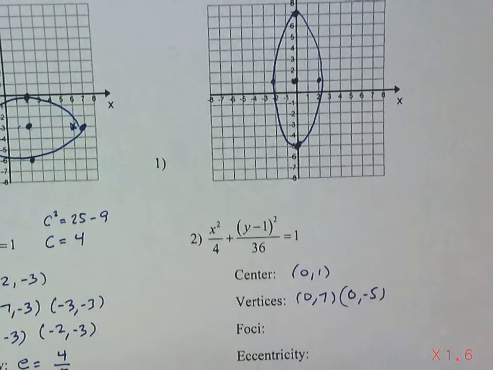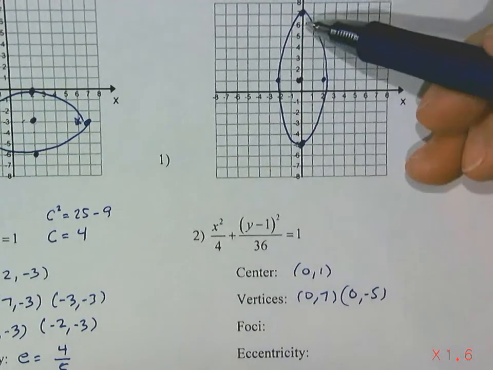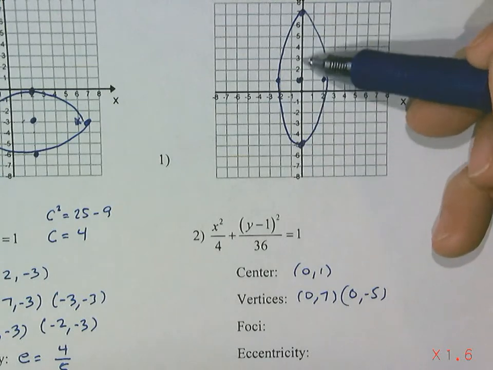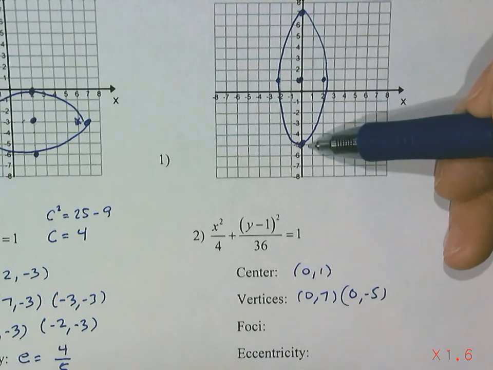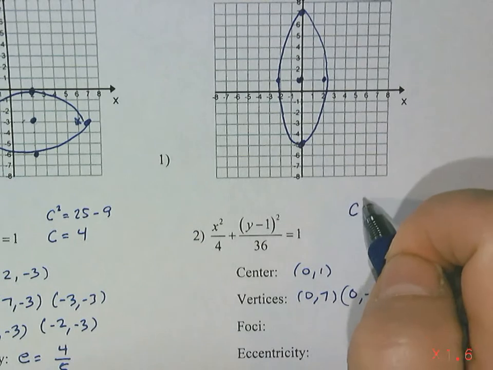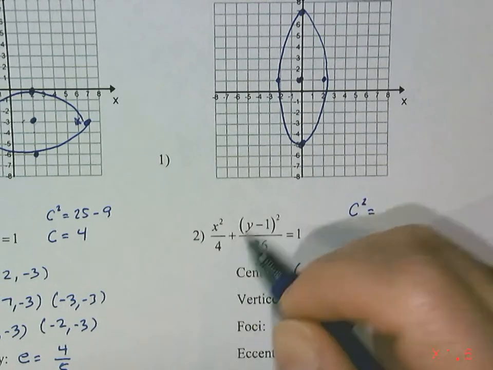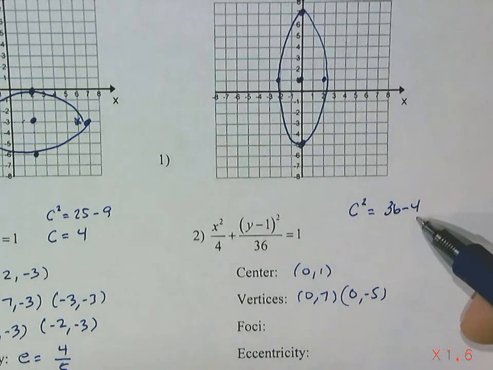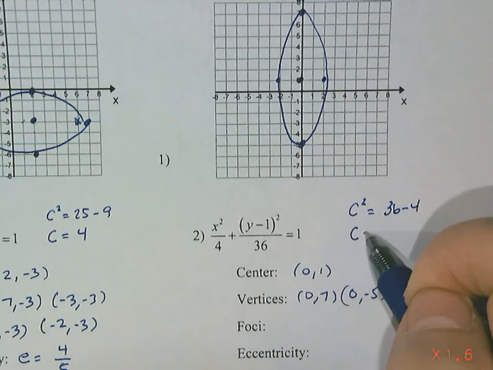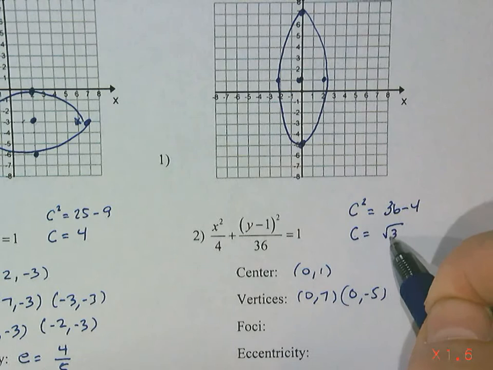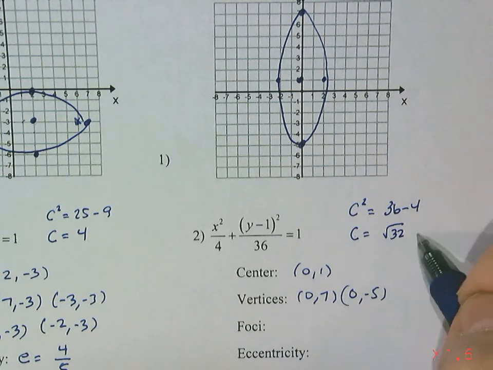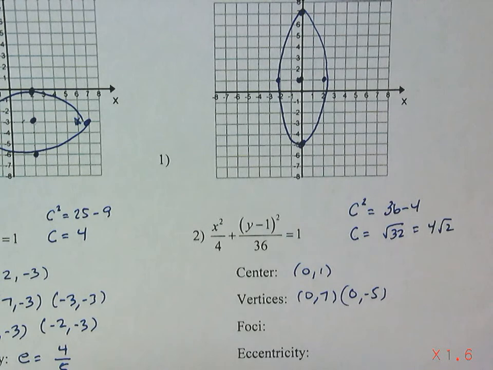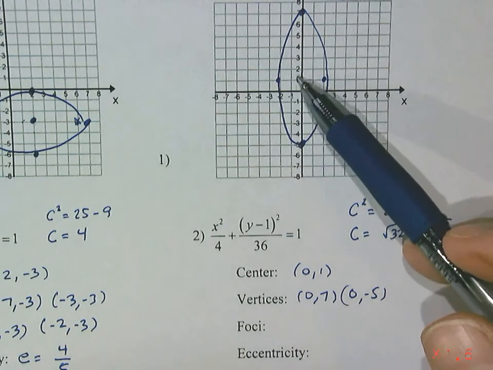Now I want to identify my foci. My focus points are along this major axis. So this major axis is going up and down this way. I know that C squared equals the largest minus the smallest. The square root of 36 is 32. So I know C is going to equal the square root of 32, which breaks down to 4 square roots of 2. And I don't need to know exactly where that is.